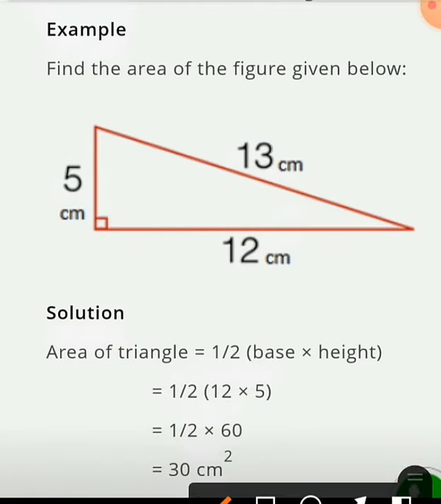So this is one example. Find the area of the given figure. Now in this figure we want height. Height is always straight, so you need to see carefully. If you take 13 centimeter as height, that will be wrong. This cannot be height. Okay, height should always be perpendicular. It should be straight. It should be 90 degree.